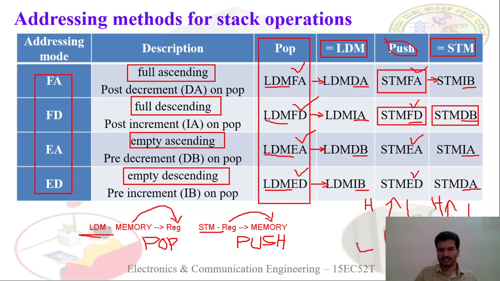So these are the 4 pop instructions, push instructions, and the second column is the equivalent LDM instruction along with the LDM addressing mode for the pop operation, and this column indicates the equivalent STM instruction for the push operation.